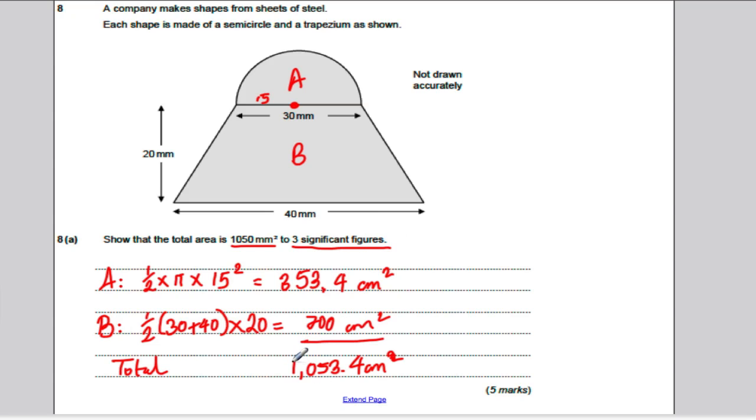Now do remember they've asked for the answer to 3 significant figures. So the first significant figure is thousands, then hundreds, then tens. What's the nearest 10 to 1053.4? Well, it's 1050. So I would write that as 1050 centimeters squared, and I would just state that I've rounded that to 3 significant figures as required.